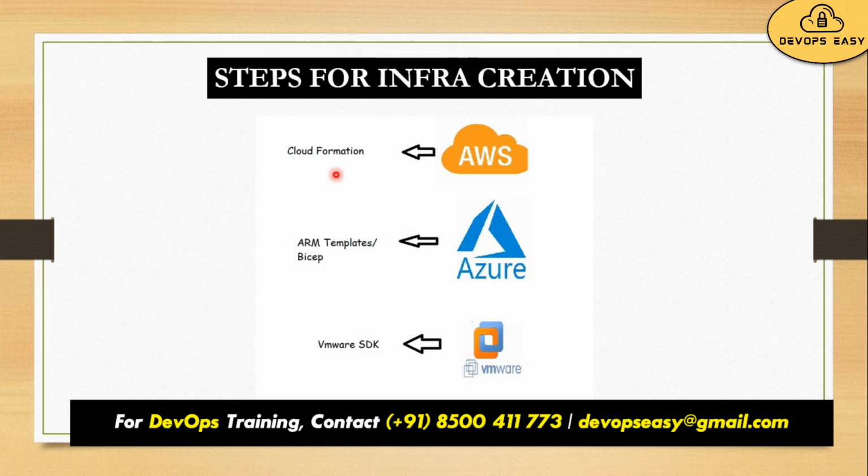So if I want to create any infrastructure using code, I can write CloudFormation templates. In Azure I can use ARM templates. It is JSON format. This is also a JSON format. So you need to write the template, and you can directly create any infra in AWS cloud.